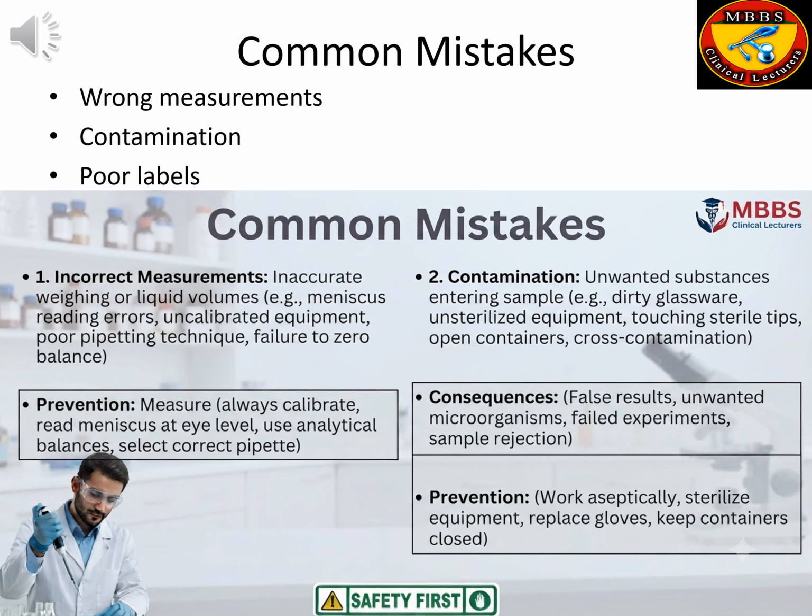3. Poor labeling. Improper labeling is a major cause of laboratory errors. Examples: missing concentration, no preparation date, wrong sample identification, illegible handwriting. Poor labeling can lead to sample mix-ups, incorrect diagnoses, repetition of experiments.